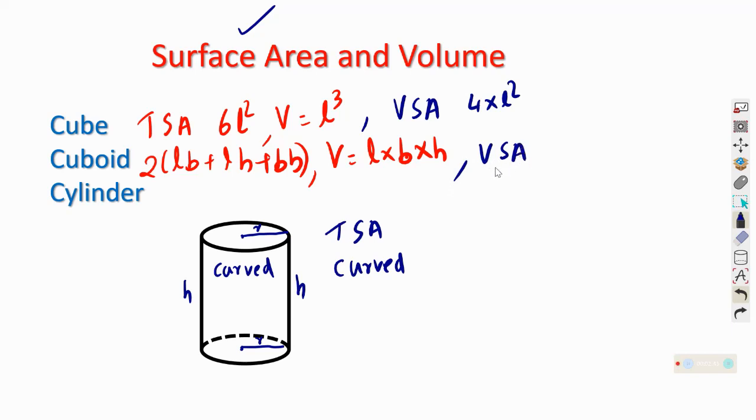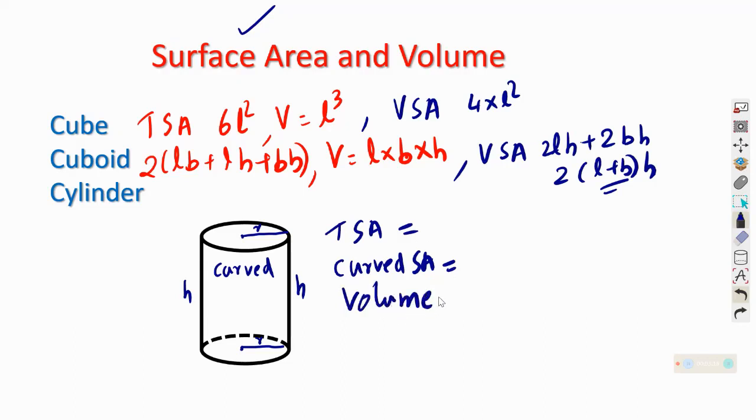You will be only considering the vertical part of a cuboid, where you will be considering LH 2 times, and you will be considering BH 2 times. That means 2 into (L plus B) into H will be the formula. Now coming back to cylinder, where you will be having curved surface area, total surface area. You also studied about the volume of it. These are the 3 things you know. I am repeating it because there is a long way to go.